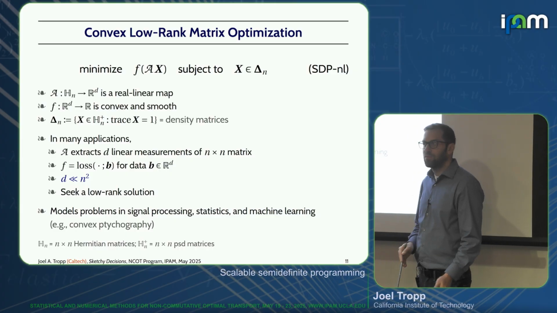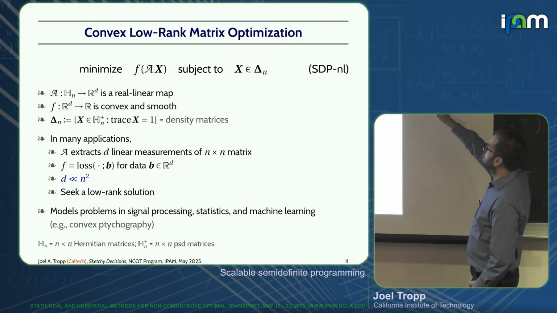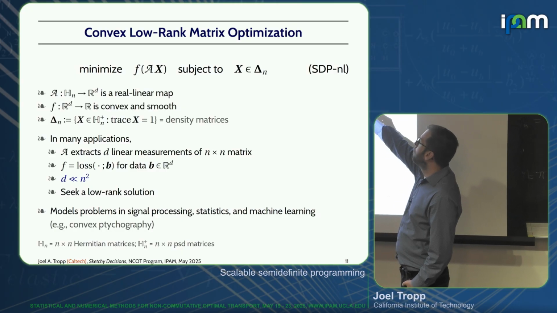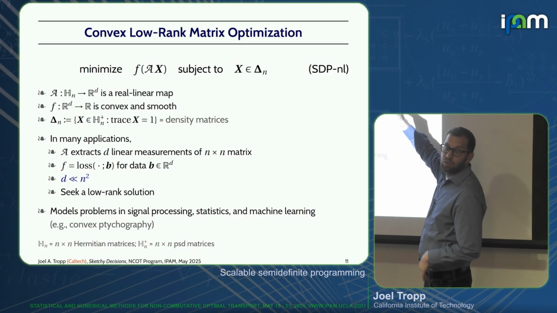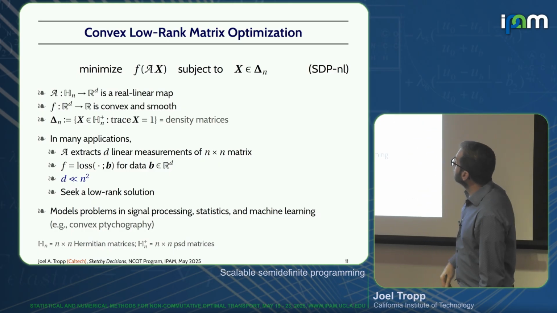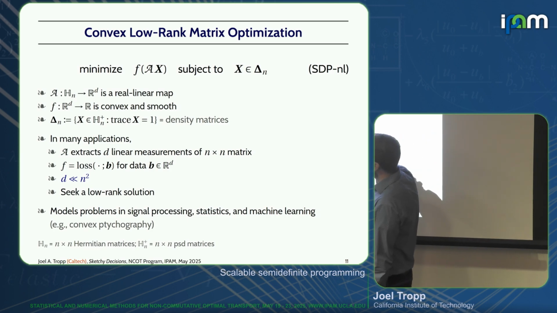Okay, this is where the talk actually starts. So we're going to be interested in a semi-definite program where we have an m by n matrix X, which is positive semi-definite and has trace 1. So it belongs to the class of m by n density matrices. And the objective function has two parts.